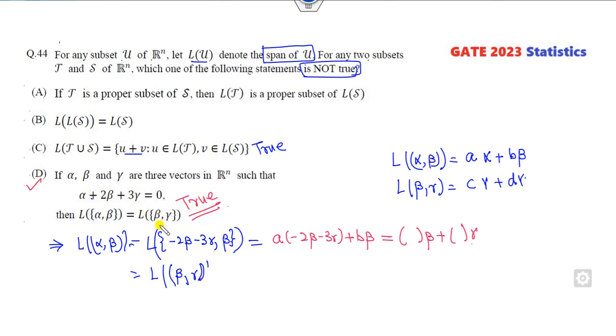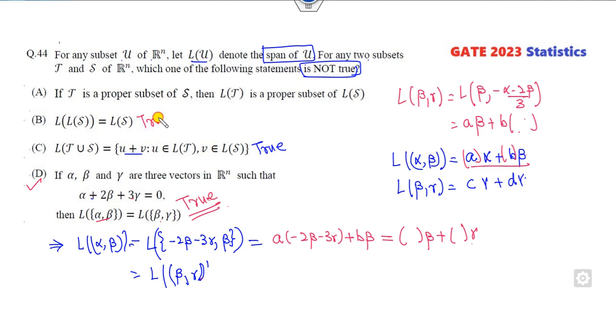Fine. On the other hand, if you start from the second side, beta of gamma, I can substitute the value of gamma. Gamma is nothing but my minus alpha minus 2 beta upon 3. So again I can write this as b times this, which is again written as some combination of alpha, some combination of beta, which is alpha beta. This is the correct statement. This is again by the definition. This is by definition.